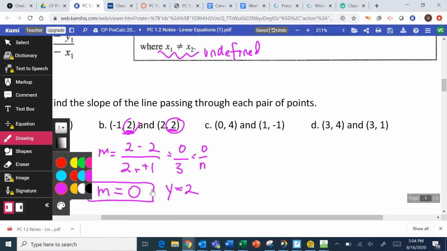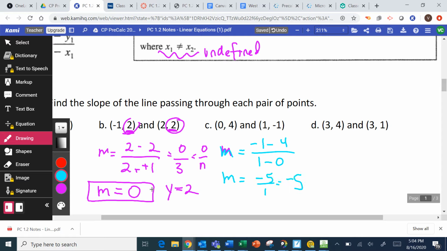Question C. I'm going to change the color. M equals, and we've got negative 1 minus 4 over 1 minus 0. Negative 5 over 1, so negative 5 would be our slope for that one. We always reduce, we always simplify our slopes.